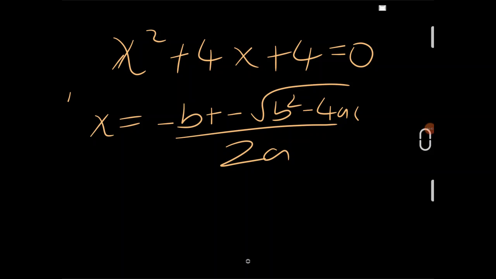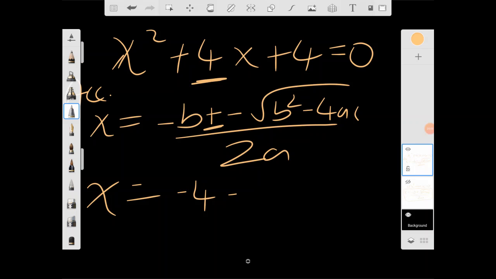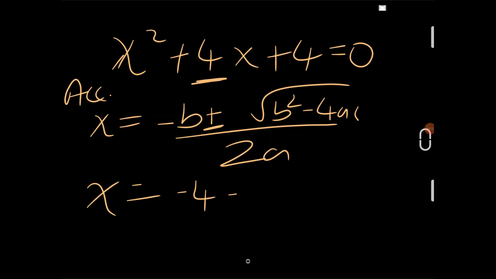According to the quadratic formula, x is equal to minus b plus or minus root of b square minus 4ac divided by 2a. So x is equal to minus b, which is 4, so minus 4. Here you should write the minus under the plus. So plus or minus, and first I'll take x1.